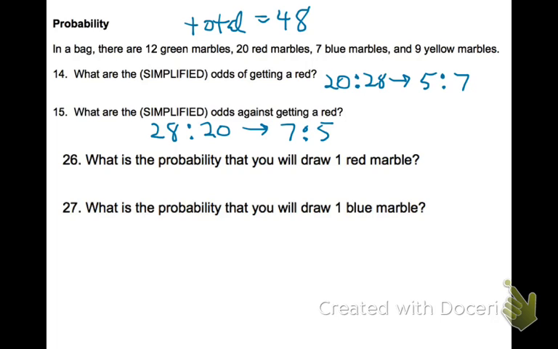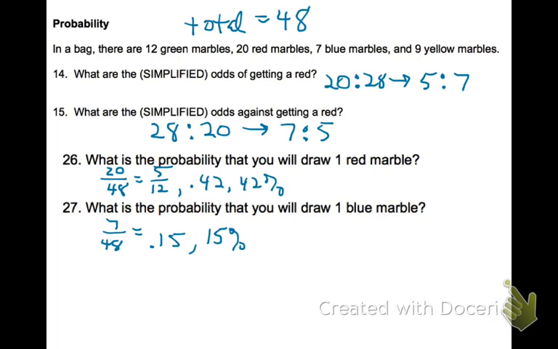26. What's the probability that you draw one red marble? So probability is what you're looking for compared to the total. So 20 out of 48, you can reduce that fraction to 5/12 or 0.42, 42%. 27. What's the probability that you draw one blue marble? Well, there are 7 blue compared to 48 total, which in decimal is 0.15 or 15%.